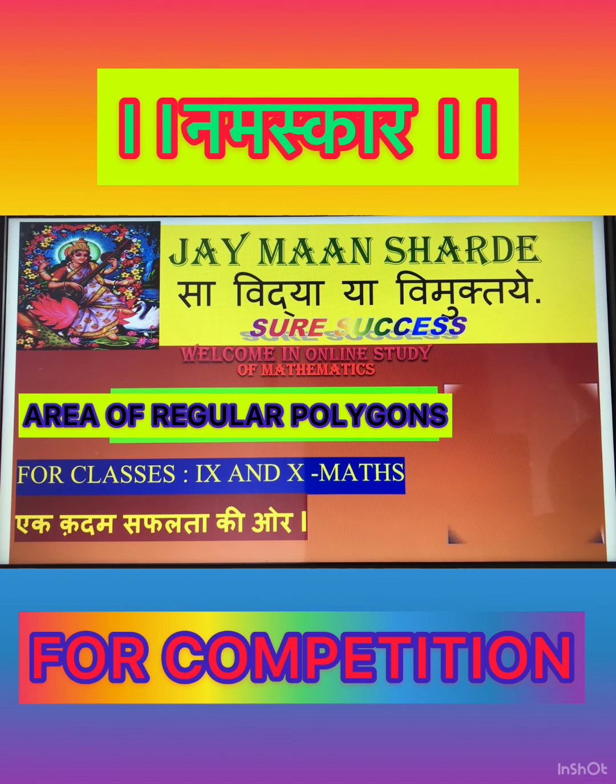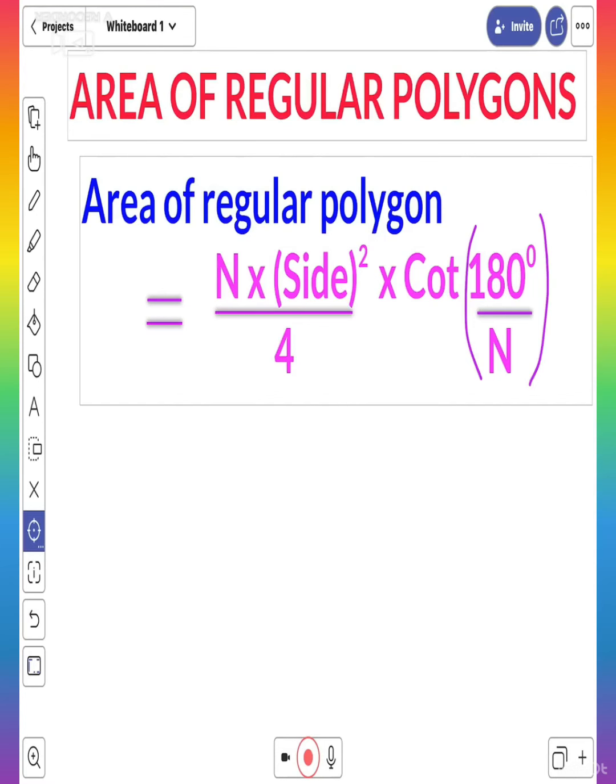Friends, in this video we will discuss how to find the area of regular polygons. This is an interesting video for you. You can find the area of any type of regular polygon from this formula. The formula for the area of a regular polygon is equal to n into side square divided by 4 into cot 180 degree divided by n.